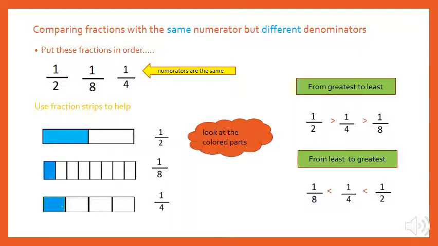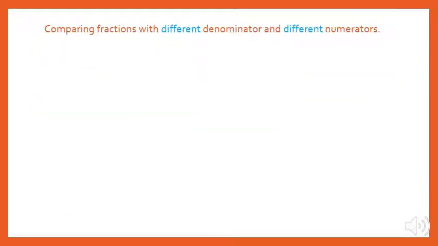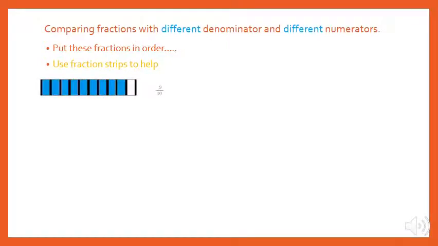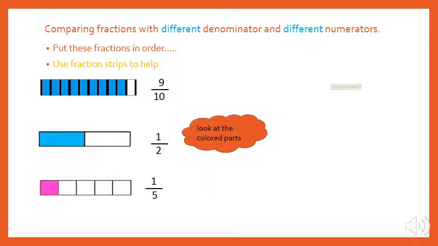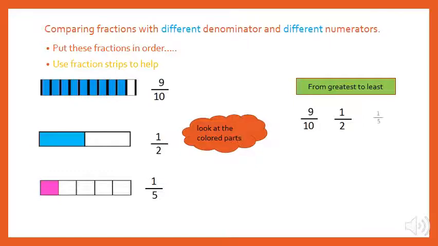Also in this situation, you can directly order the fractions. Why? Because the numerators are the same. The last situation is when the fractions have different denominators and different numerators. Let's see this example. We have 9/10, 1/2, and 1/5. As you see, different denominators and different numerators.